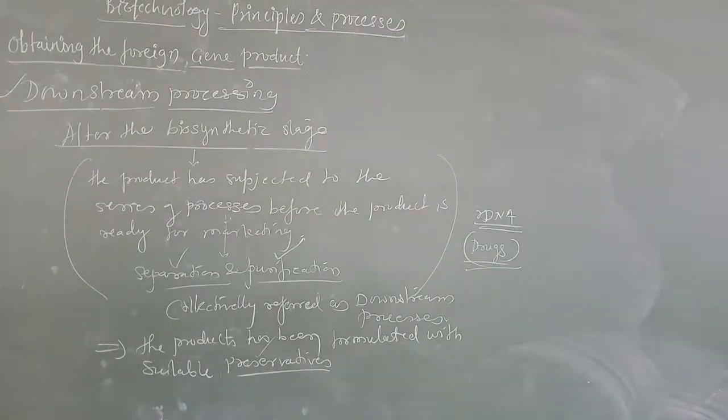So these are all the steps involved in the processes of recombinant DNA technology, which we have studied so far. The first step, isolation of genetic material DNA. Second, cutting of DNA at a specific location. Third, amplification of the gene of interest using PCR. Then insertion of the recombinant DNA into the host cell or organism. And today we studied obtaining the foreign gene product, and the last step is downstream processing. So this is about the chapter Biotechnology: Principles and Processes. Here is the end of this chapter.